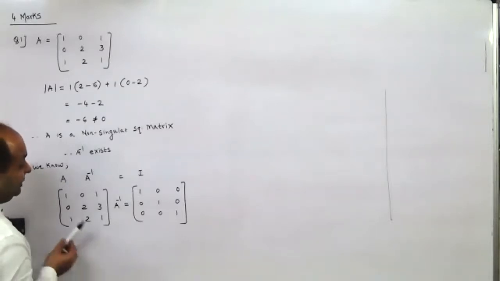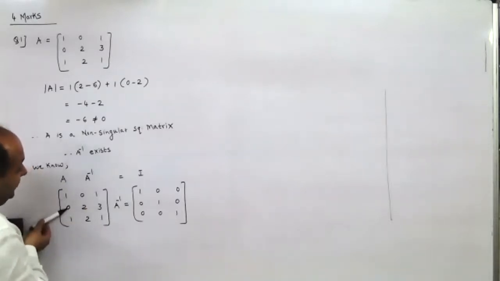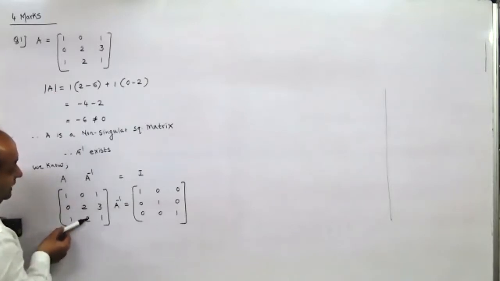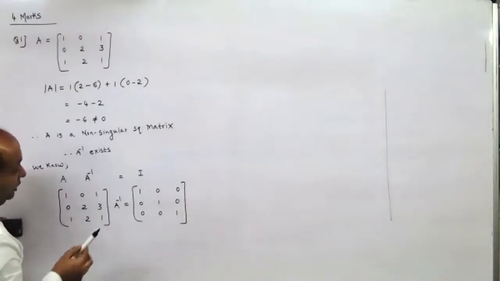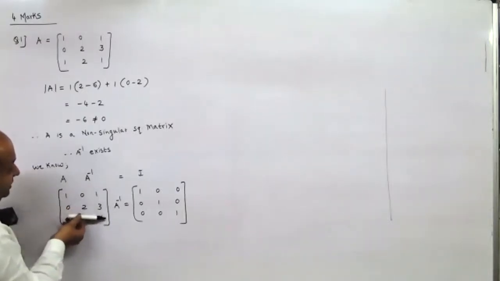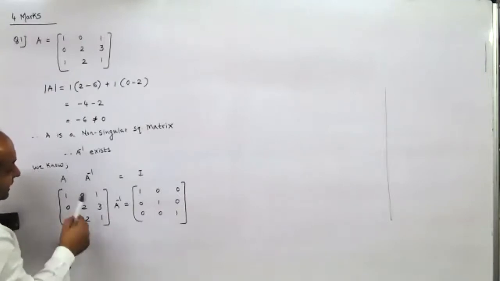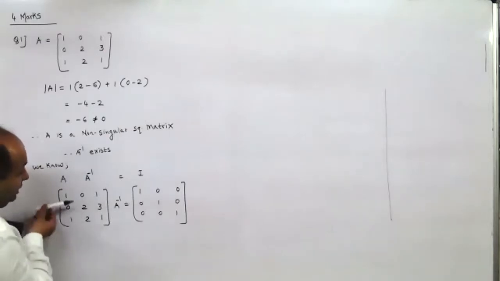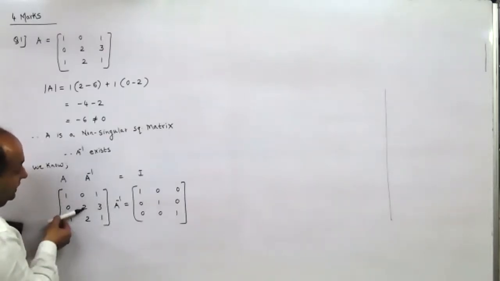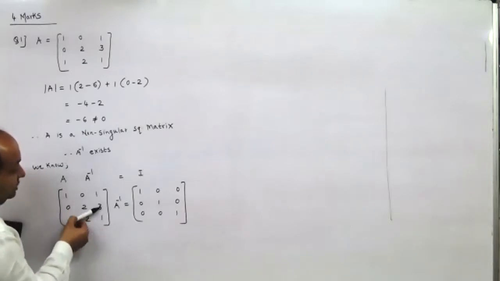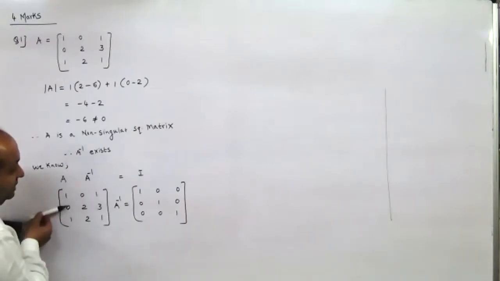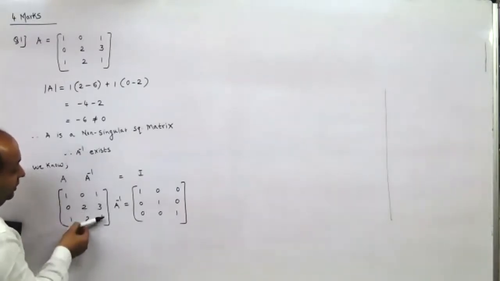Now, how do we make the row transformation? First 1, 0, 0. Next 1, 0, 0. Next 1, 0, 0. In short, what am I doing? I'm getting one diagonally, and then I'm making the other two elements 0 in that particular column. So just remember 1, 0, 0, 1, 0, 0, 1, 0, 0.